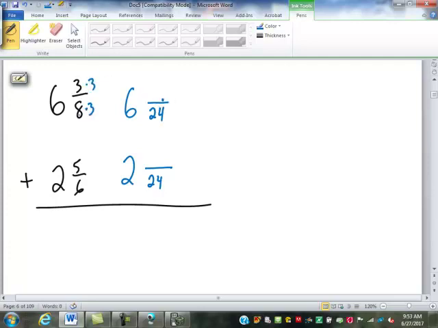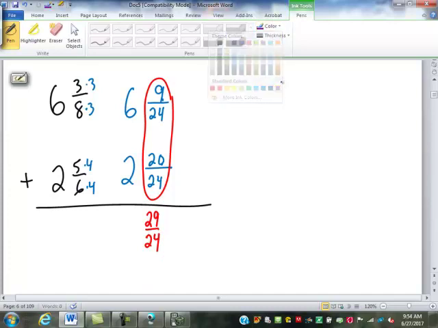18. Well, 3 times 8 is 24, so 3 times 3 is 9. What's going to go here? 20, very good. 6 times 4 makes 24, so 5 times 4 is 20. So now we go ahead and add 9 24ths and 20 24ths. 29 24ths. Does anybody see a problem there? It's improper. That can be reduced to one whole object with how many pieces left over?